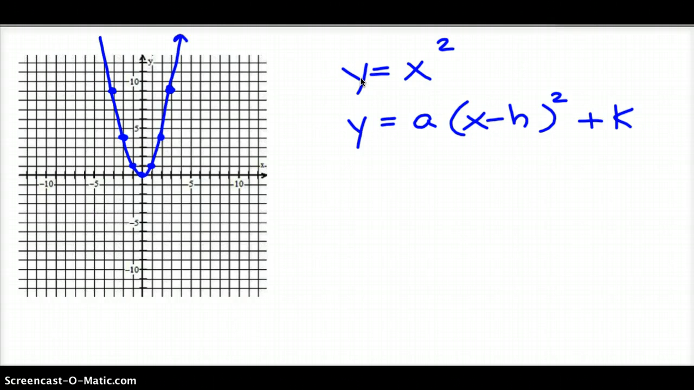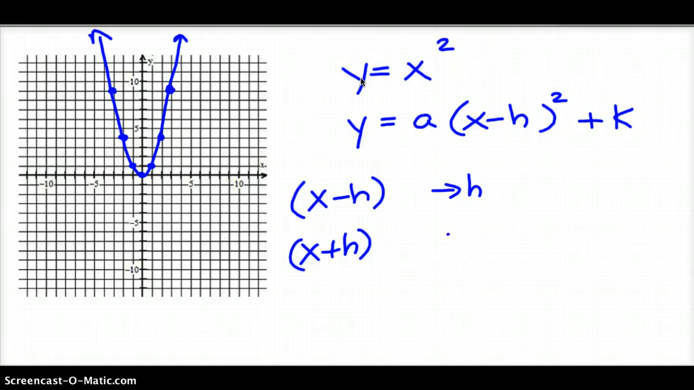We learned in Algebra 2 that you have a horizontal shift and a vertical shift. Your x minus h, the inside there, is going to determine if your shift is horizontal to the left or to the right. If it's x minus h, it's going to go to the right, whatever h is. And if it's x plus h, it's going to go to the left, whatever h is. Also, you have a vertical shift up and down. If it's plus k, then it's going to be up whatever k is. If it's minus k, it's going to be down whatever k is.